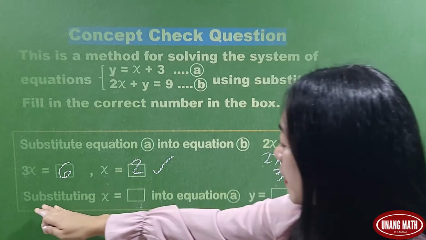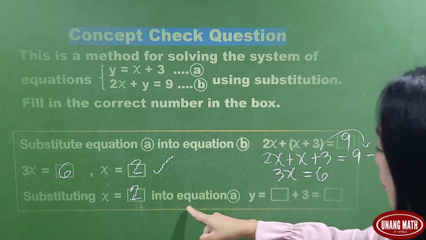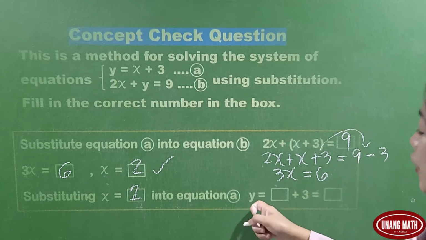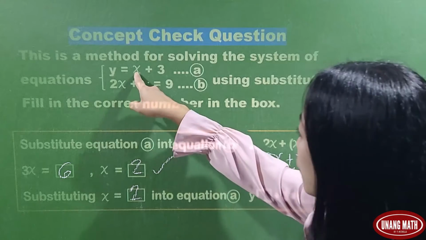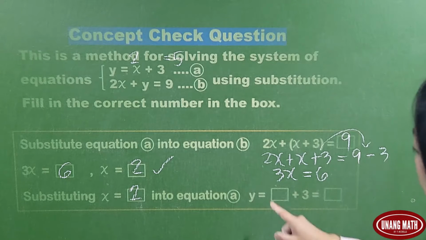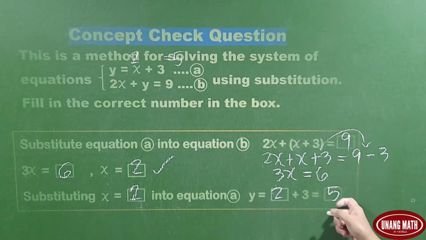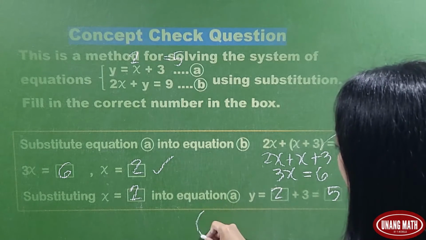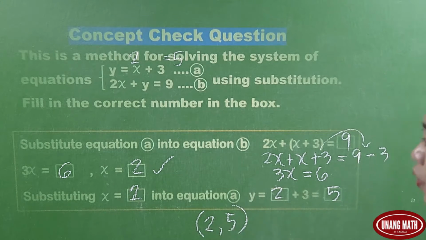Okay, the next step would be substituting x equals 2 into equation A, y is equal to x plus 3, to find the value of y. The value of x is 2, so this is 2 plus 3, then y is equal to 5. So the solution to this system of equations is, the x-coordinate would be 2, and y is 5. So we have (2, 5).